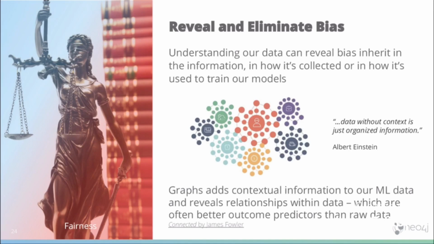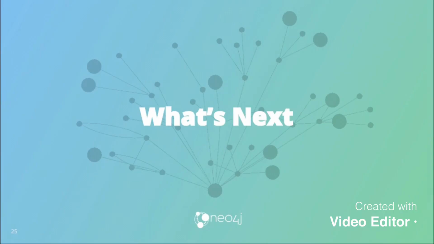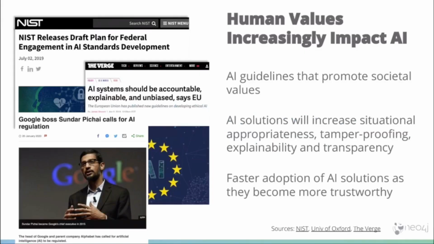And graphs can help add this context so that when we do our machine learning, we can understand the relationships of how the data was collected, when it was collected, and what it was used for, what were the training features that we decided to choose as well, because that can really impact the outcome. So just a few examples there to show how graphs can add context and help with more responsible AI. But if we think about what's next, where are we going?